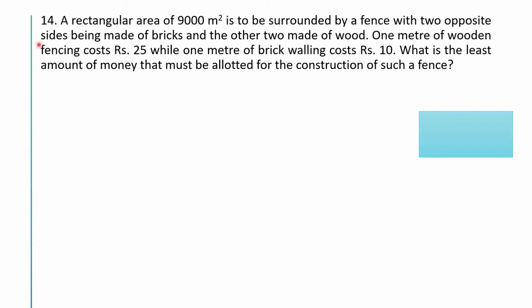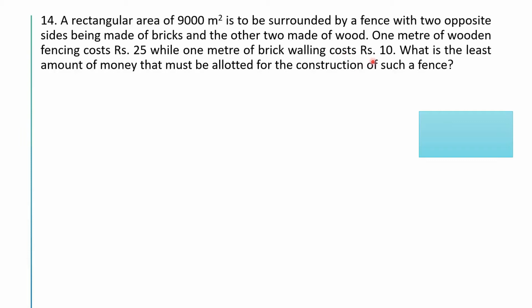We have the next question. A rectangular area of 9000 meters square is to be surrounded by a fence with two opposite sides being made of bricks and the other two made of wood. 1 meter of wooden fencing costs rupees 25, while 1 meter of brick walling costs rupees 10. What is the least amount of money that must be allotted for the construction of such a fence? So here it is given the rectangular area of 9000 meters square has to be surrounded by a fence with two sides made of bricks and the other two opposite sides made of wood.